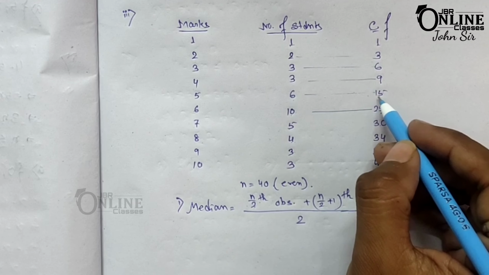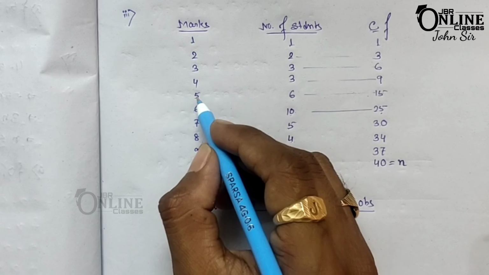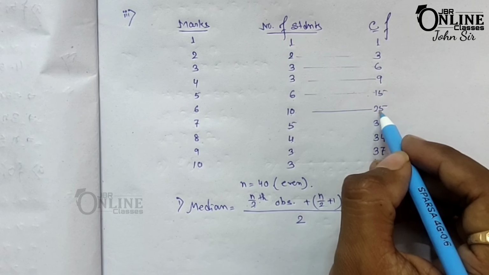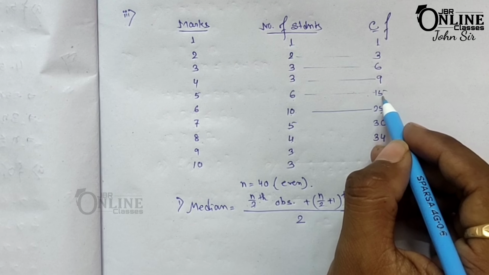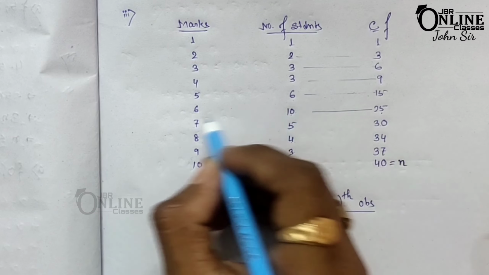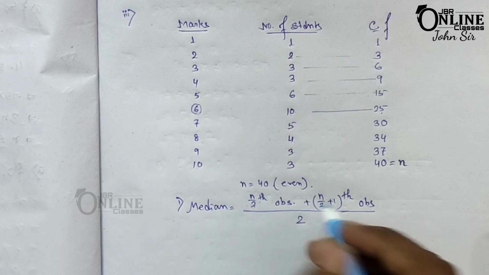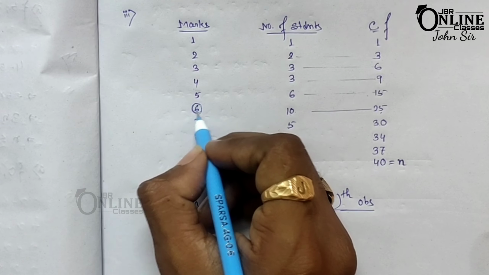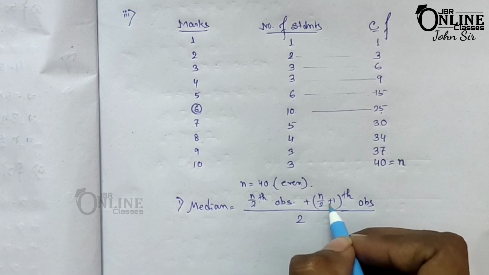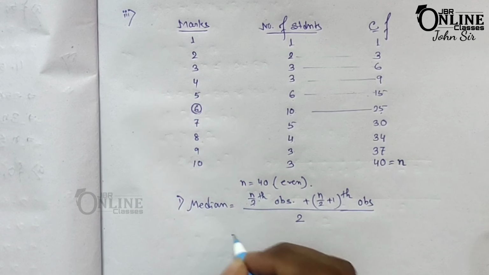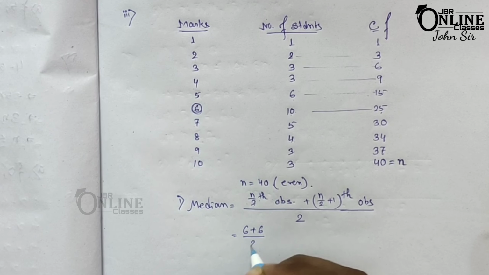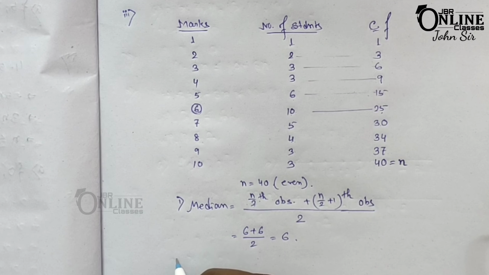So here up to the 15th observation the value equals 5. Then from 16 to 25 observation the value equals 6. So here the 20th observation has the value 6, and the 21st is also 6. So that means 6 plus 6 by 2 equals 6. So that is the first answer.